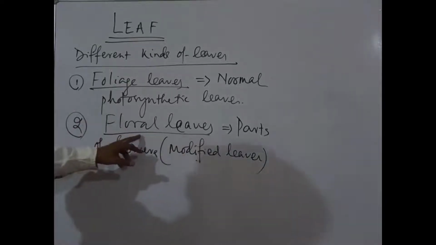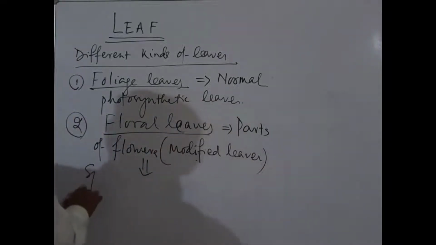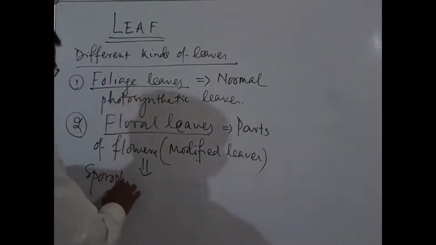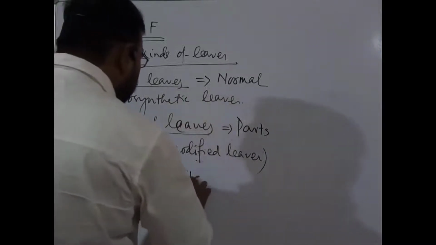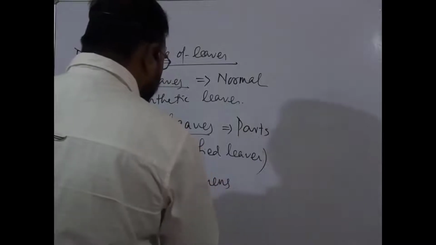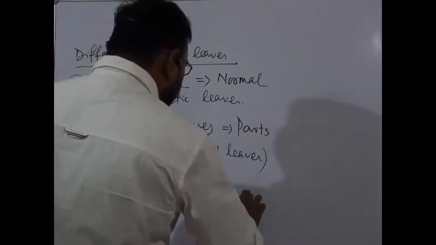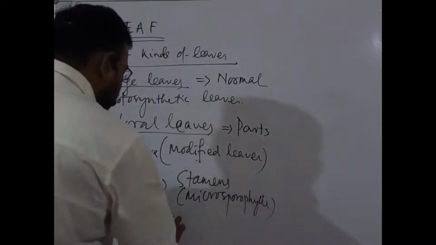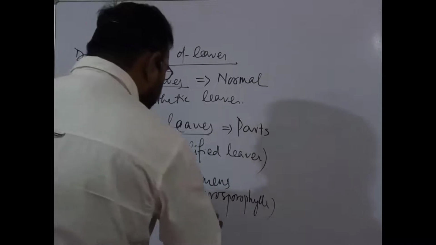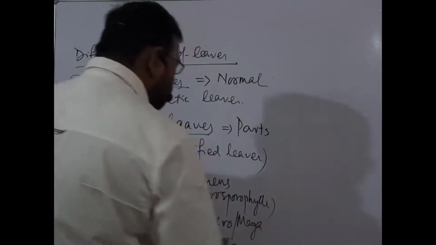Among the floral leaves, some parts of the flowers are called sporophylls. Sporophylls are the stamens and carpels. Stamens are called microsporophylls and carpels are called megasporophylls.